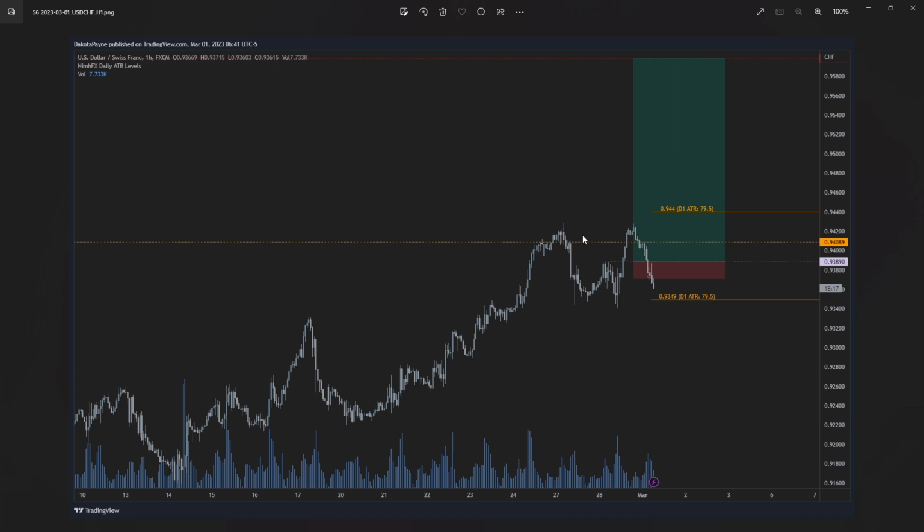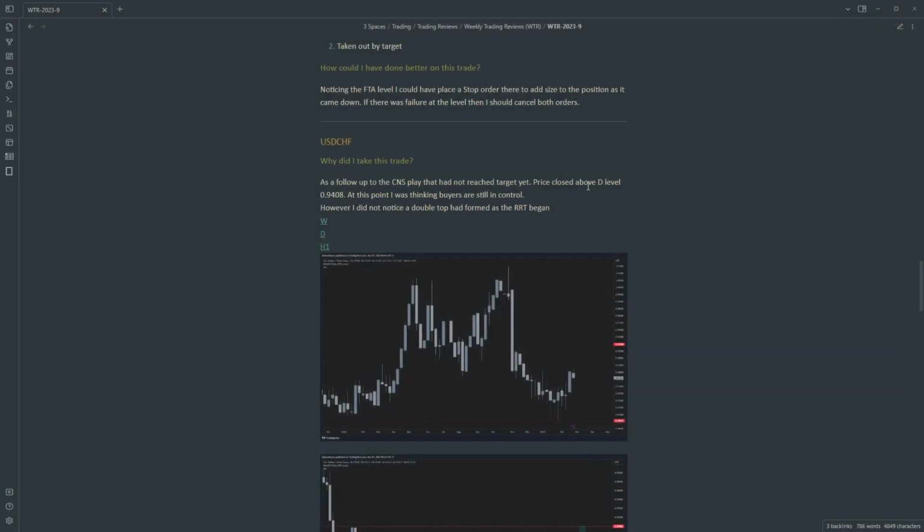Also, I shouldn't have taken this at all because it wasn't a trade that I had actually planned. I had noted it down on my weekly plan, but it wasn't worth taking for me because it wasn't as clean.